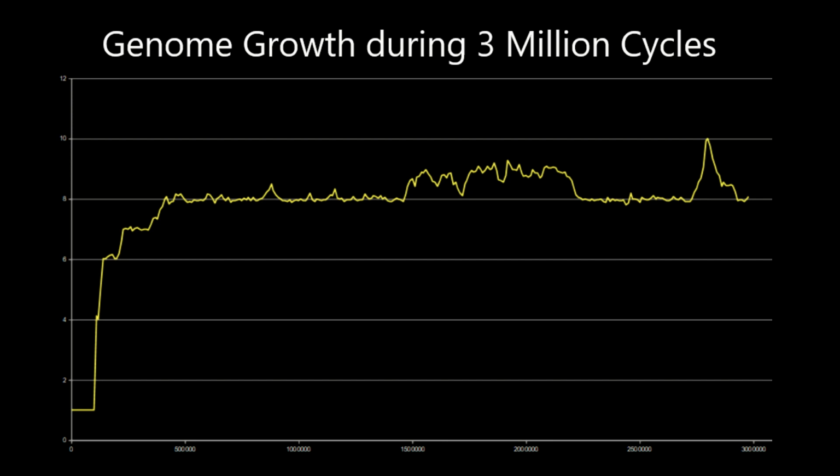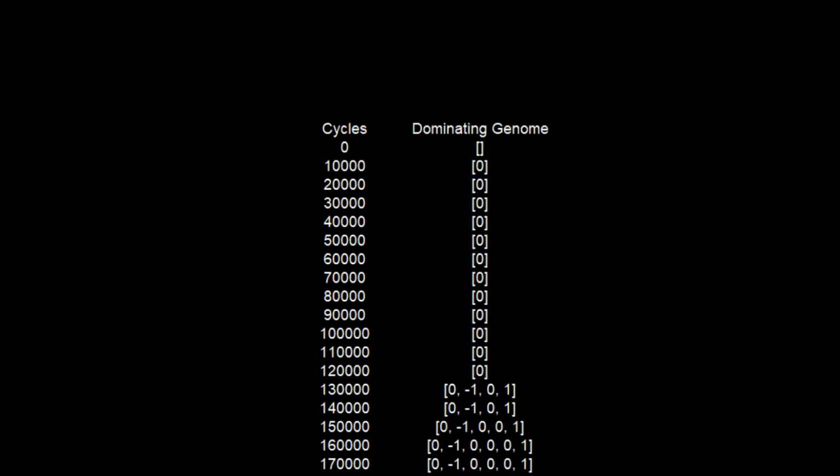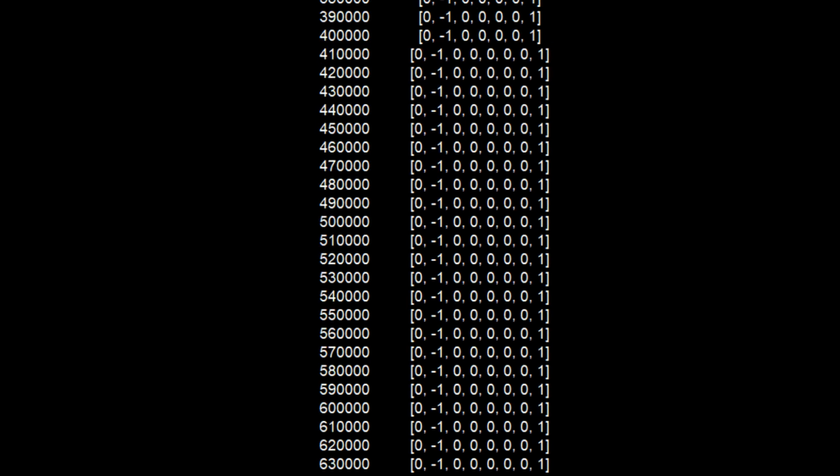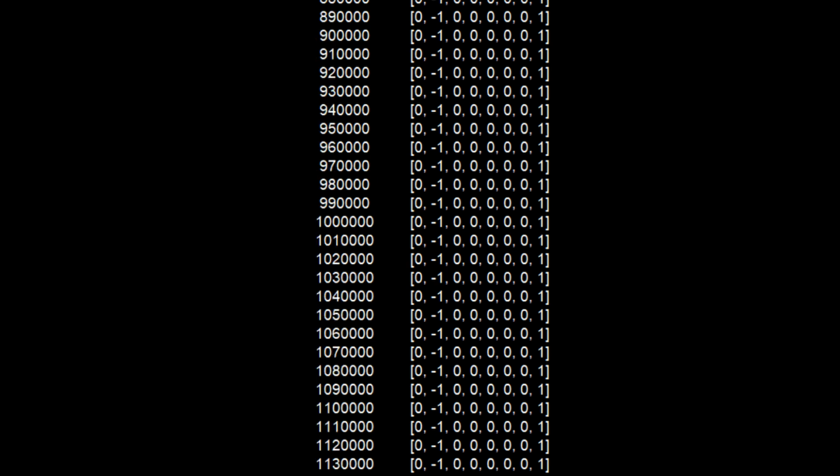One more question comes to mind. We have seen quite a variety of genome types, but we could ask, which genome types were dominating the population, say, when checking after each period of 10,000 cycles? The result is surprisingly uniform. Once the basis is established, we clearly see a pattern. In a way, it's all the same genome family.